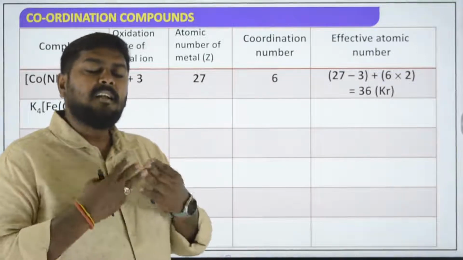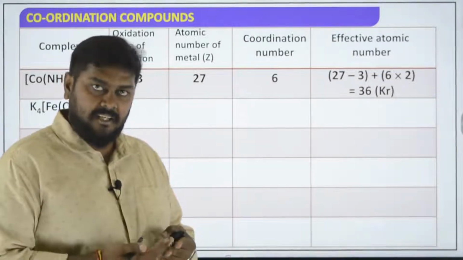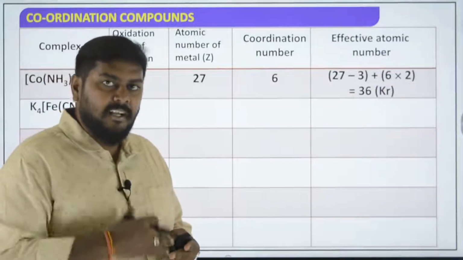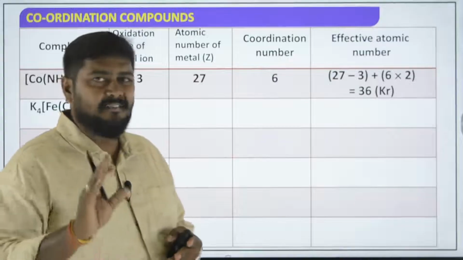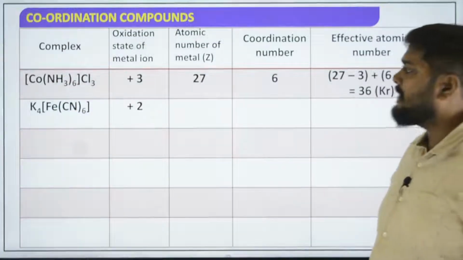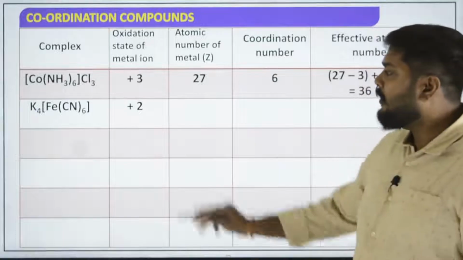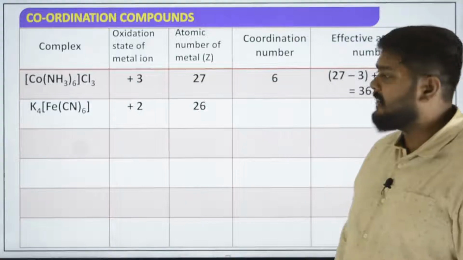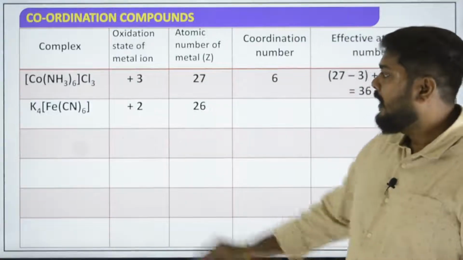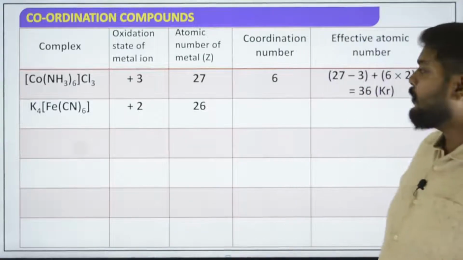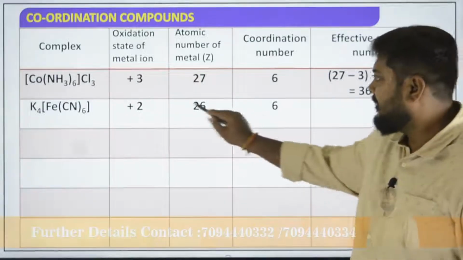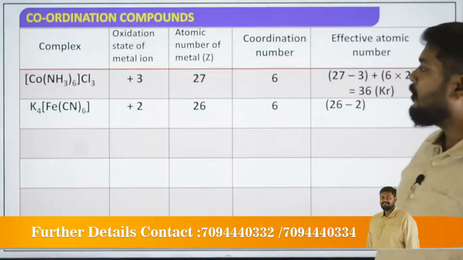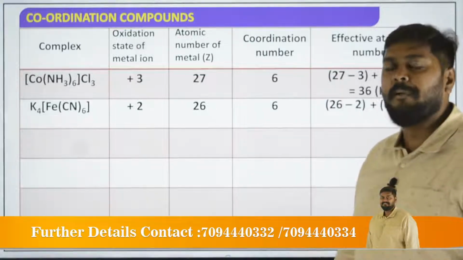இன்னைக்கு இப்போ பக்கத்துல இருக்க nearest noble gas configuration கிடைக்கவே இல்ல அப்படினா, then it doesn't obey EAN rule. If I get nearest noble gas configuration, then it obeys EAN rule. அவ்வளவுதான், simple, right? So I am going to take the next complex K4FeCN6, right? இதோட oxidation state என்னன்னு நமக்கு தெரியும், that is +2, right? So atomic number of Fe is 26. So 26 minus 2, 24, and I am having 6 ligands. 6 into 2, 12. 24 plus 12 will be 36. So this complex K4FeCN6 also obeys EAN rule.